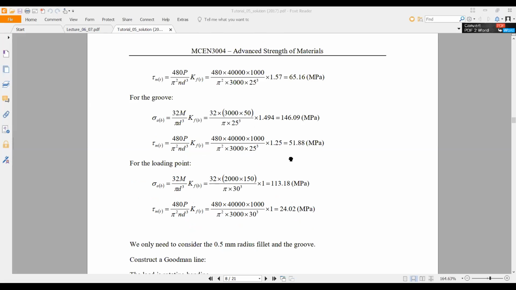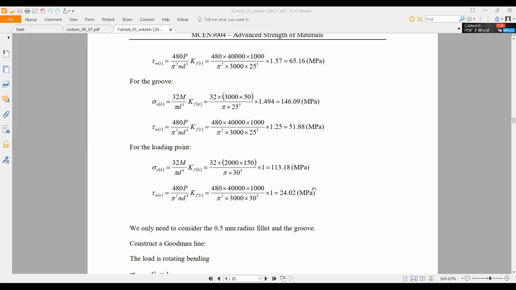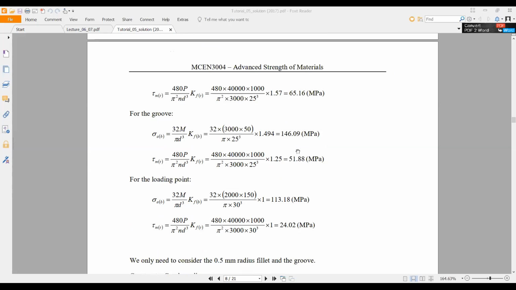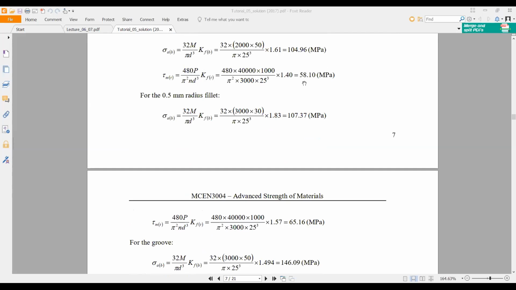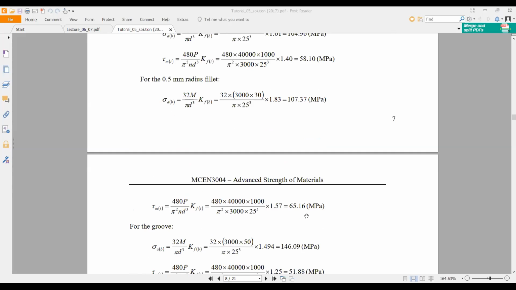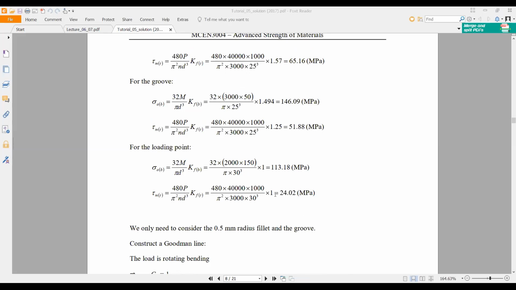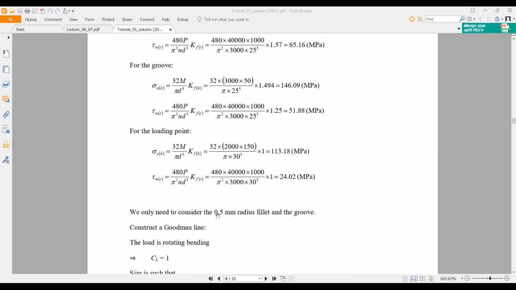So now you have all the stresses and shear stresses, and you need to check which stress is higher. When you consider the loading point and groove, this is the higher one, 146, yes, 146 is the highest one. So the alternating stress is higher at the groove, but when you consider the shear stress, this is 24, 51, 64, 65, this is 58. That means the 0.5 pillar shear stress is higher. So that's why we only need to consider the 0.5 pillar and the groove, because shear stress is higher for the pillar, and at the groove the normal stress, the alternating stress, will be high.